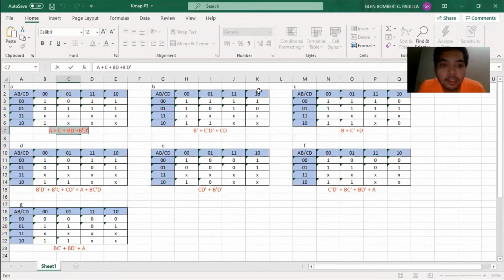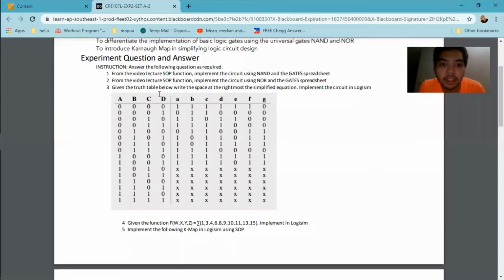So what I did was construct the K-map in Excel, following that truth table. As we can observe in the truth table, there are only 4 inputs. All of those inputs were the same, and the only difference is the output. The truth table has 7 outputs: A, B, C, D, E, F, and G.